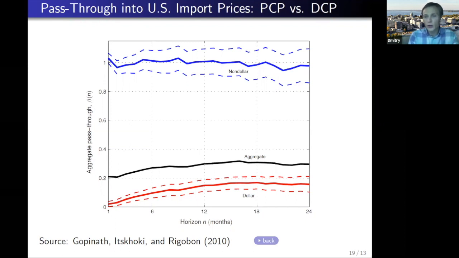So that's probably not surprising at the horizon of 1 month, but what is surprising is that similar patterns are also true in the medium run and long run. So even after 1 year, after the initial shock, we still see these large differences in the pass-through. And that means the currency choice is potentially consequential. It will affect the relative prices and the equilibrium allocation.